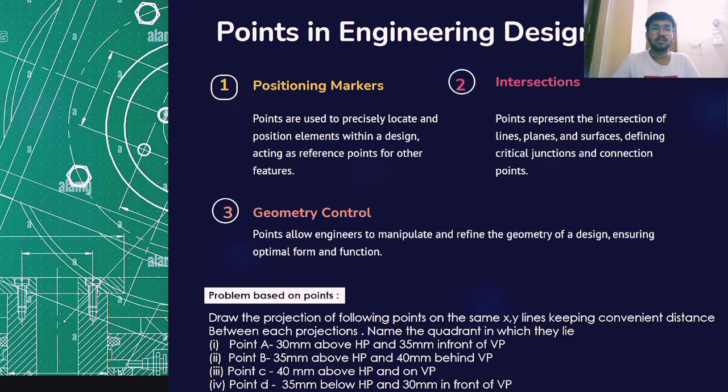Points. So points in engineering design. Points are used to precisely locate and position elements within a design, acting as a reference point for other features. They are also used in intersections as well as geometry control. Now we have a problem based on points.